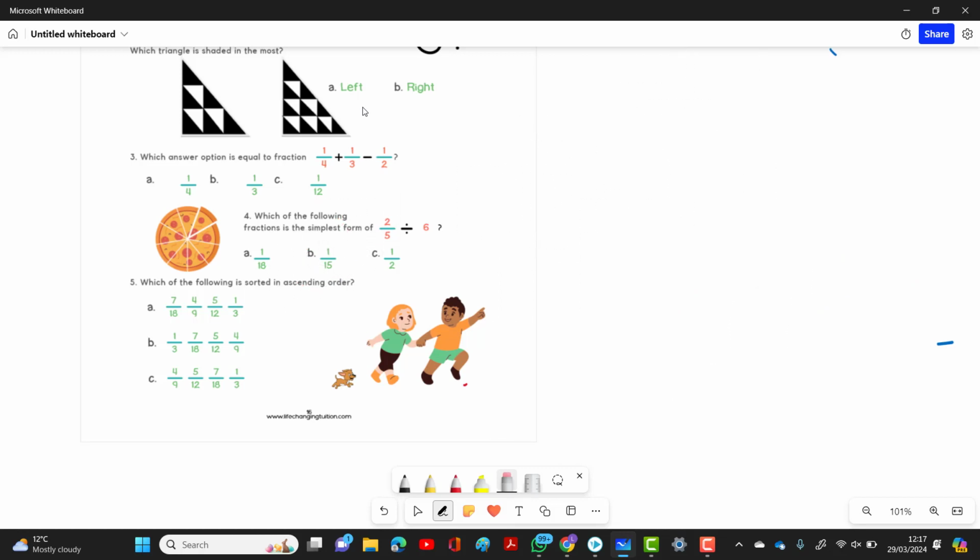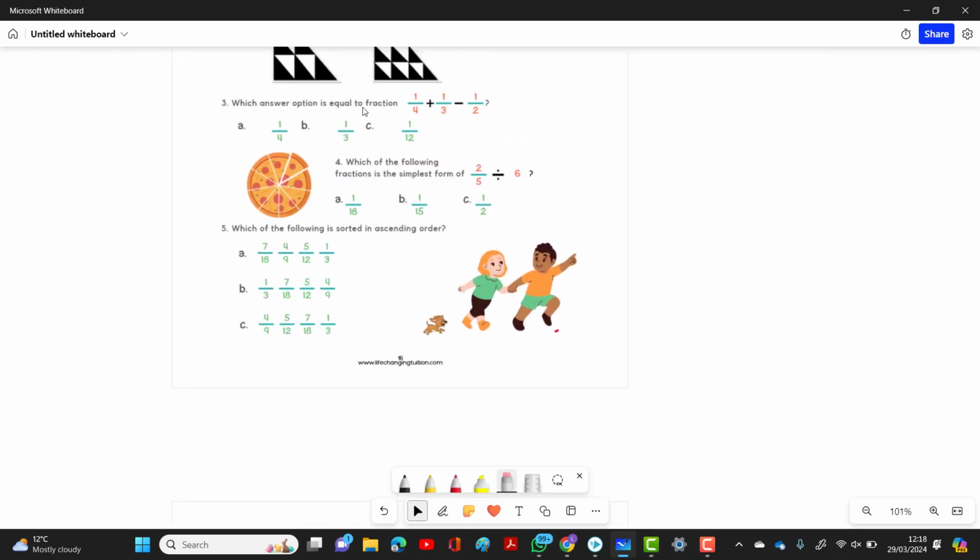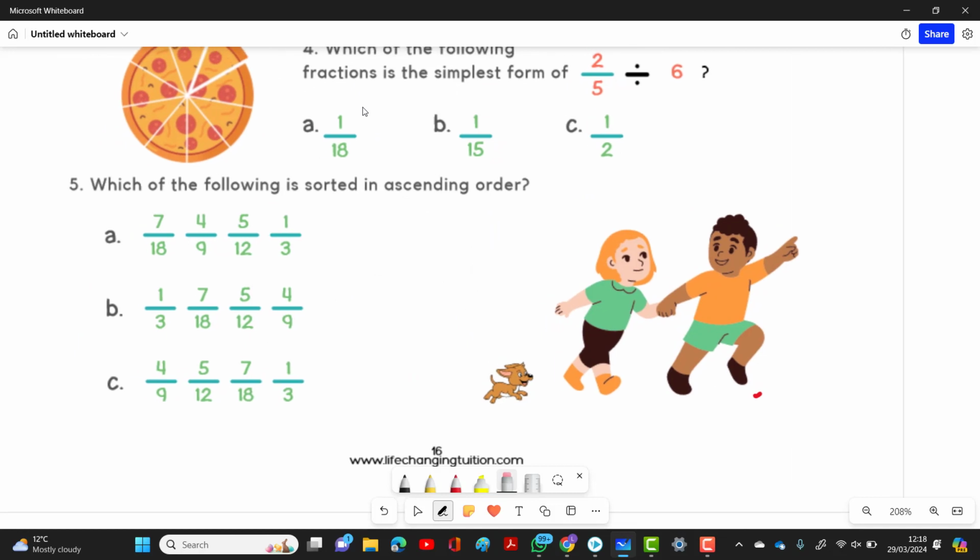Okay, which of the following is sorted in ascending order? So let's do this one here. We've got to make them all the bottom number the same to put them in the right order. So here we'll put them all in 18. So this should be 7/18. This is 4/9, so times 2, times 2, so 8/18. Actually we can't do that, so 36 would be a better one. Sorry, that should be 36.